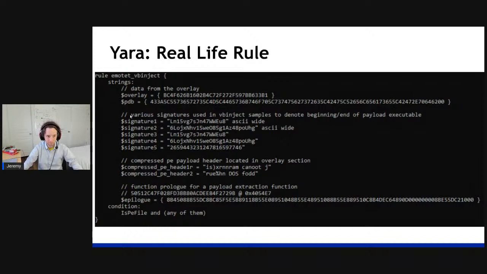Good question. So yeah, this section here, these signatures, are signatures used in the samples to denote the beginning or the end of the payload executable. So it's looking for those things. Compressed PE payload headers located in the overlay section. Again, this is part of the payload header that it's looking for. This seems to be common to a lot of these files. And then function prologue for the payload extraction. Again, it's looking for more byte patterns.